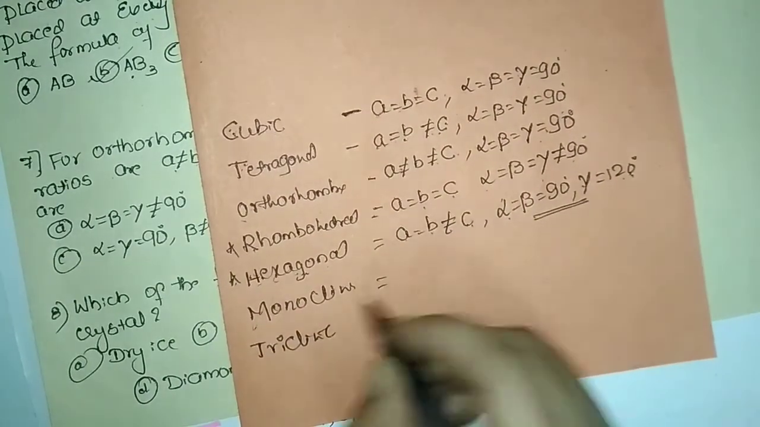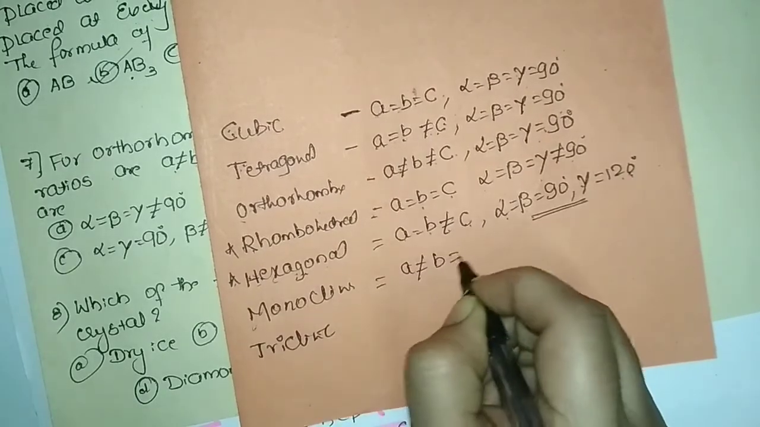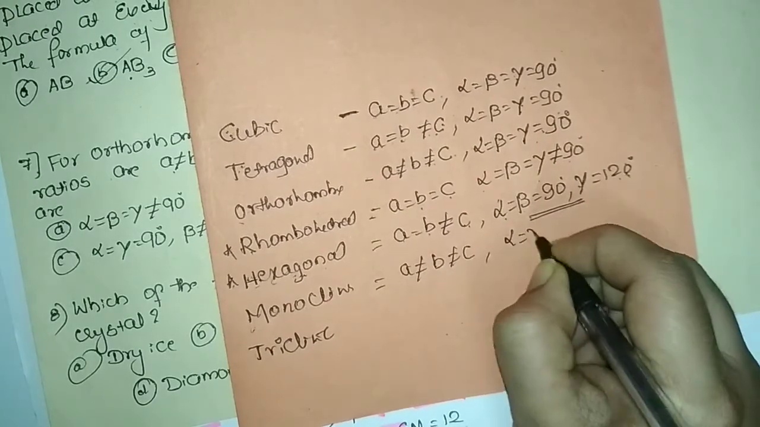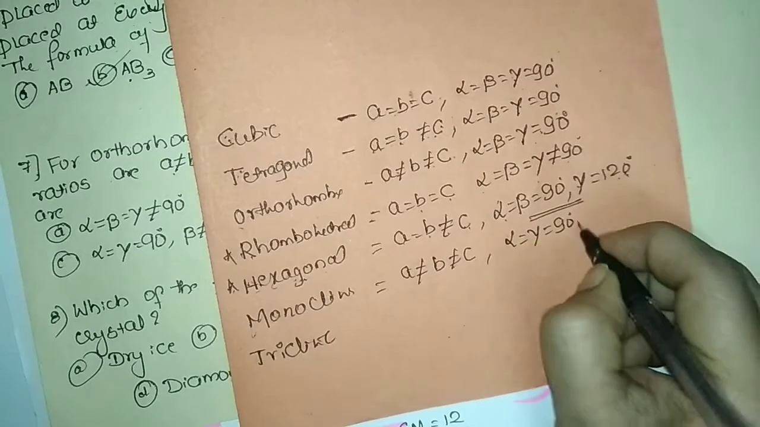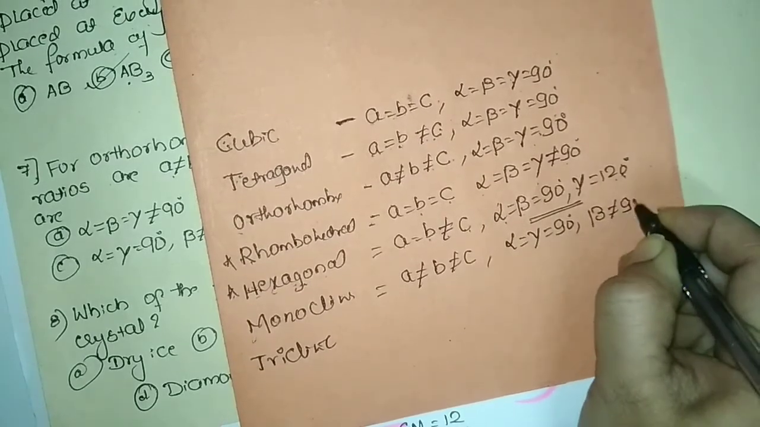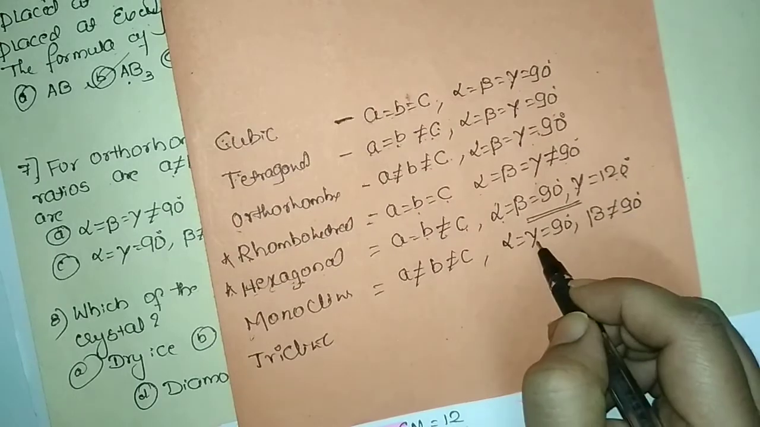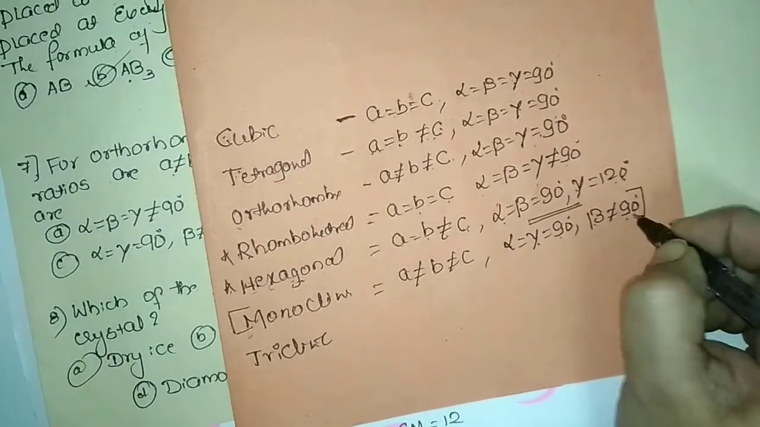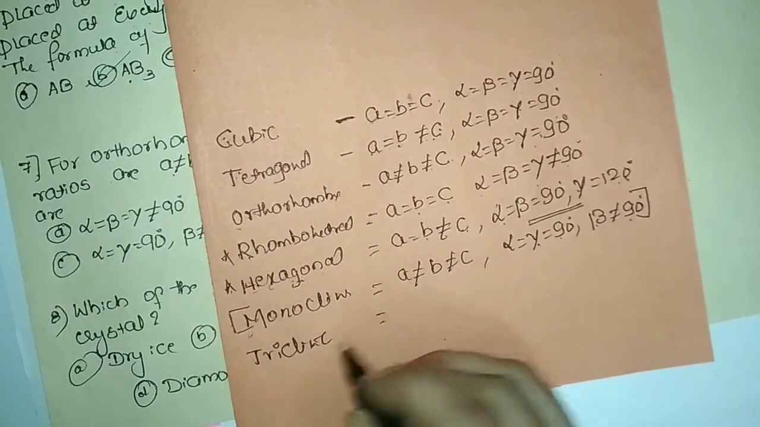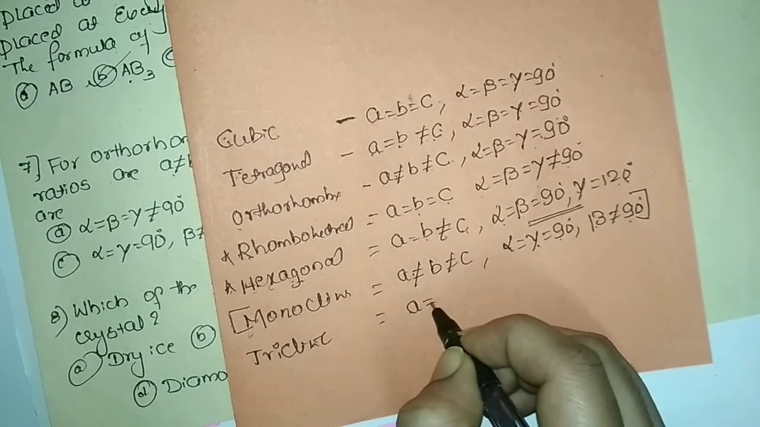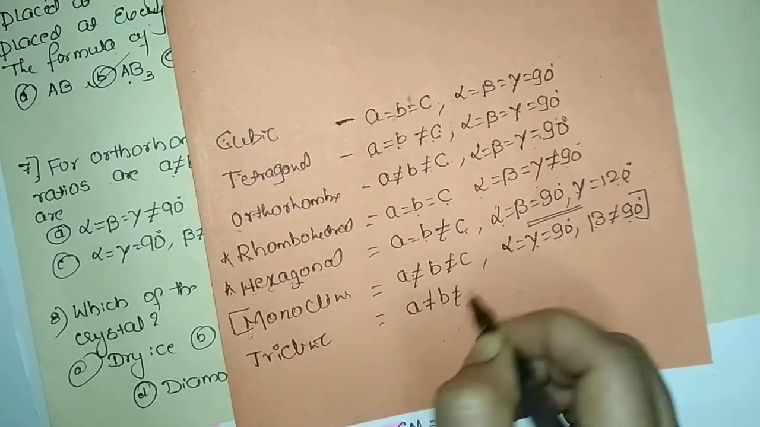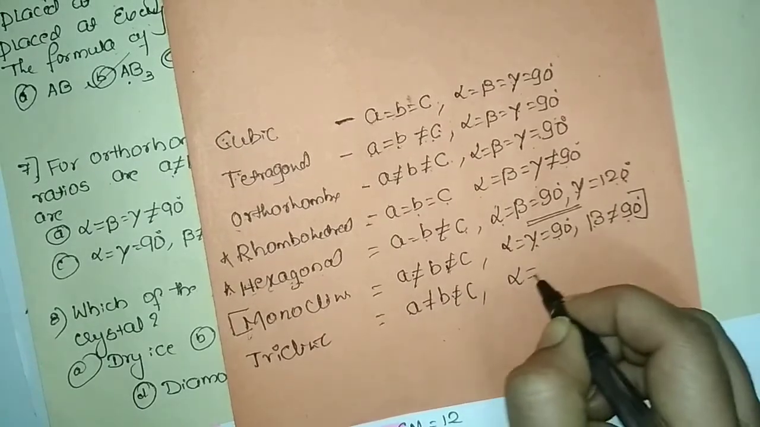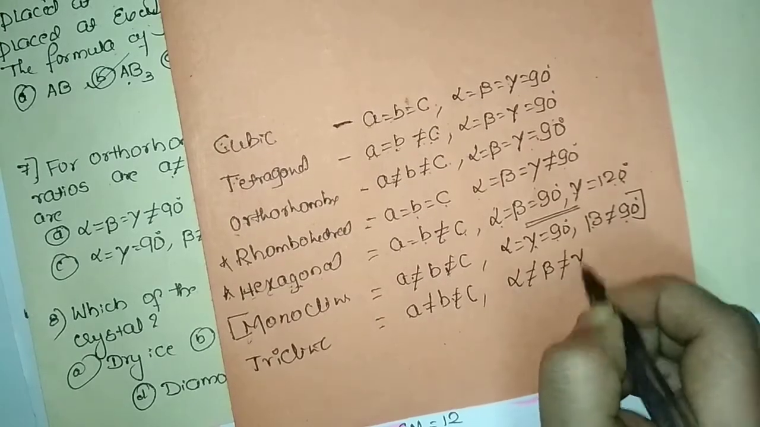Now for the monoclinic, A is not equal to B, not equal to C, but alpha equal to gamma equal to 90 degrees, where beta is not equal to 90 degrees. Alpha and gamma are 90 degrees, beta is not equal to 90 degrees. This is the only difference. The last one is triclinic. The same thing repeats here, A not equal to B, not equal to C, whereas the angles are alpha not equal to beta, not equal to gamma.